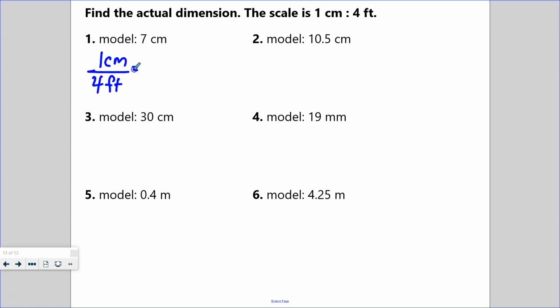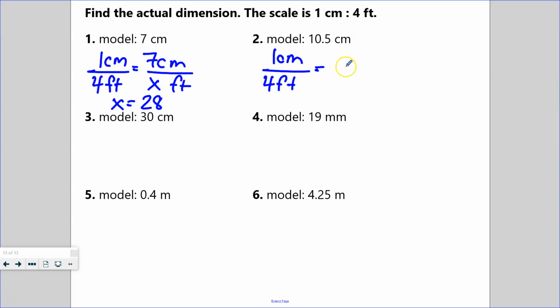You're going to be setting up a lot of proportions here. And centimeters are going to match on top. 7 centimeters over our x feet. Cross multiply those out. We have x equals 28 once you finish. And then 1 centimeter over 4 feet equals 10.5 centimeters, again matching up my units, over x feet, so 10.5 times 4 equals 42, so we have x equals 42, and then so forth.